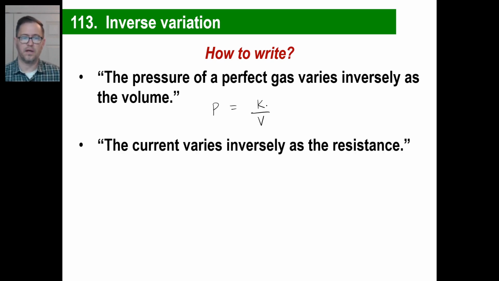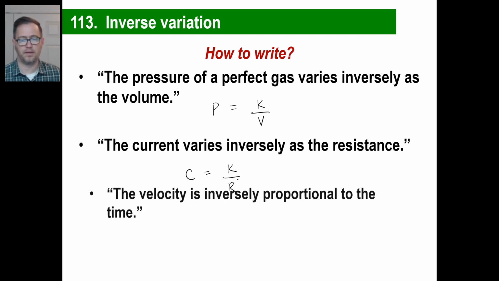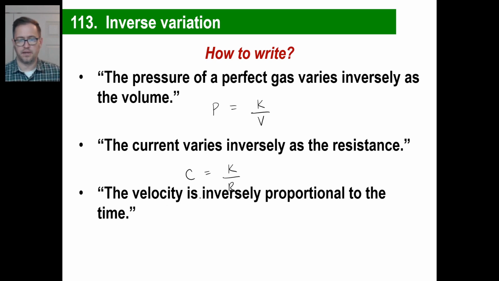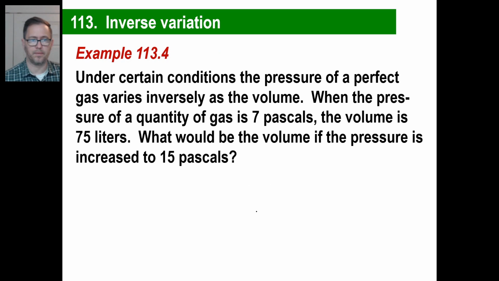Okay, let's do another one. The current varies inversely as the resistance. Okay, so the current varies inversely as the resistance. Boom, there you go. Okay, how about the velocity is inversely proportional to the time. So velocity inversely proportional to the time. And the same thing, we're going to figure out what K is, apply K to the new equation and solve it and be done.